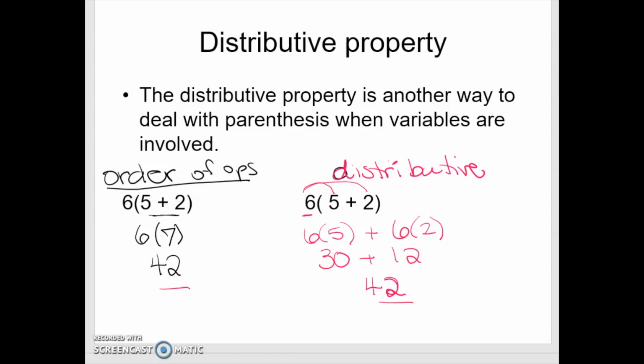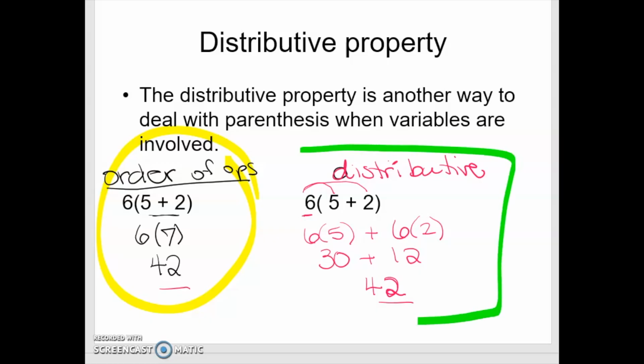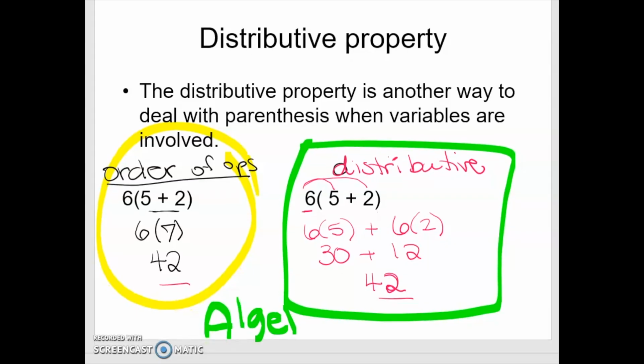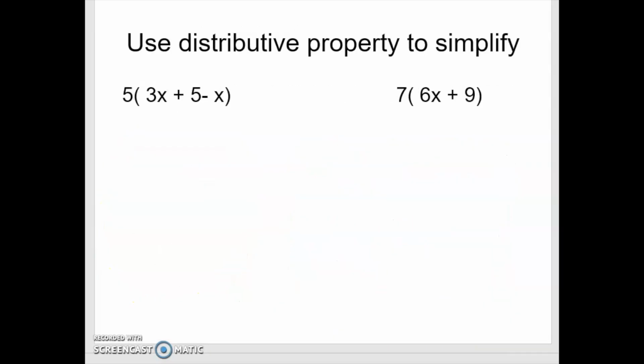So both strategies work. Now, I'm sure there's a bunch of you going, oh, but that one was shorter, it was quicker. I always want the quickest way. Yes, totally agree. However, we're going to see that distributive property is really important when we start to think algebraically. And we know we're getting into those algebraic words. So this is going to be really important. So distributive property comes in handy as soon as we see variables.